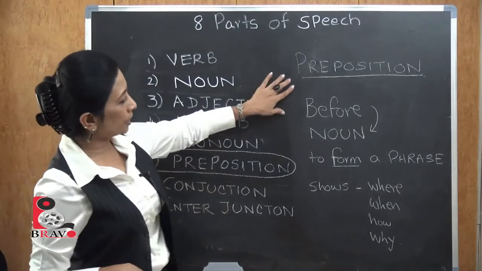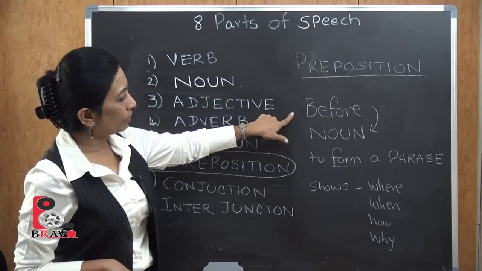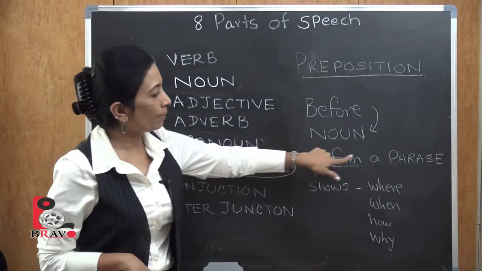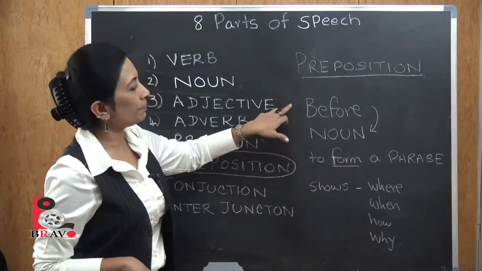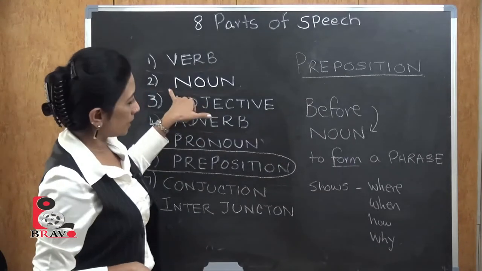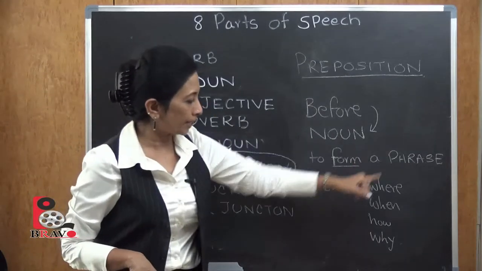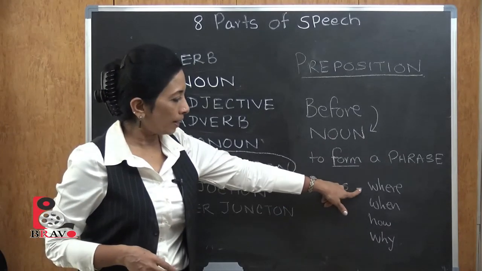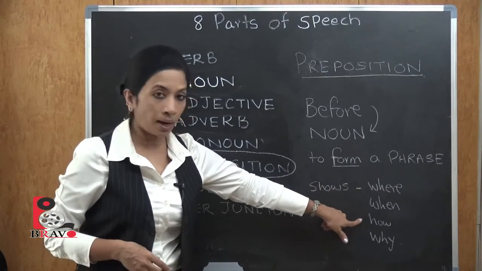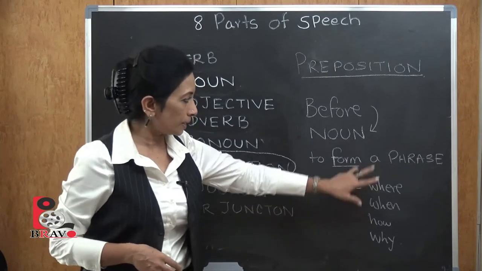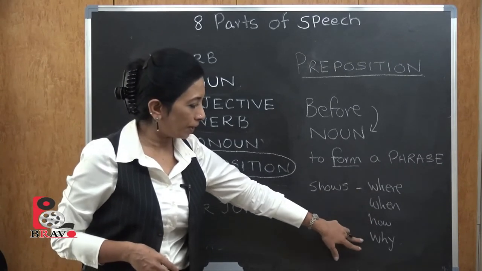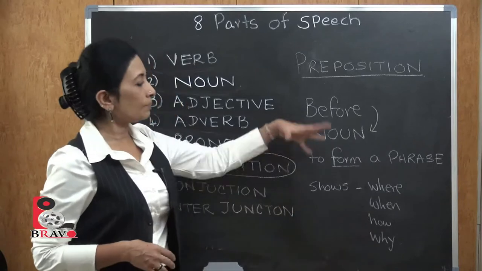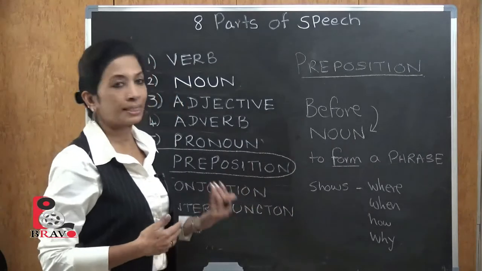Now, a preposition is used before the noun to form a phrase. I repeat, before the noun, to form a phrase. For example, it shows the actions of where, when, how, why. So these are the phrases: where, when, how, why. We will come to that later. As I said, we'll come to the details of it.